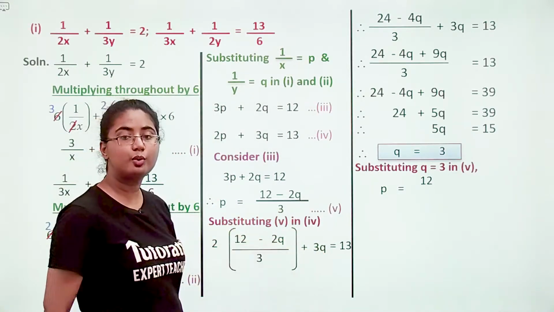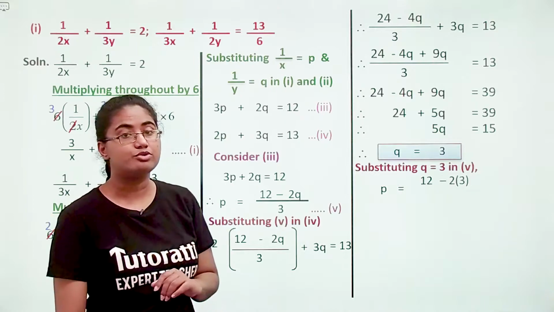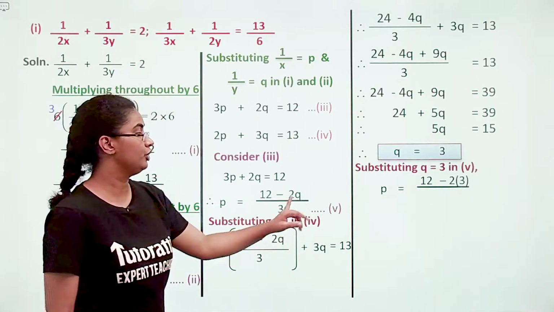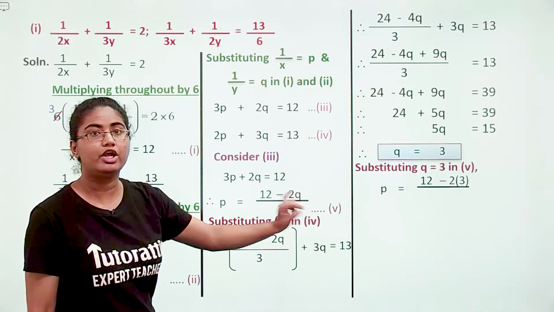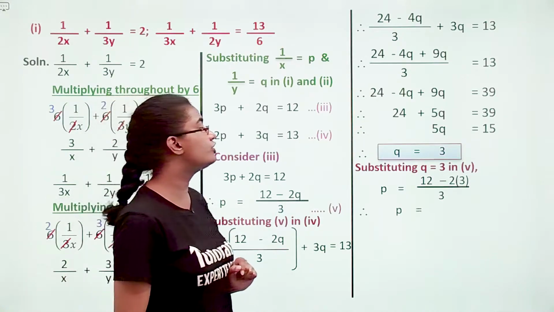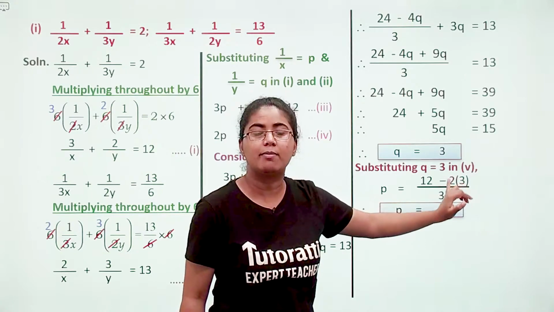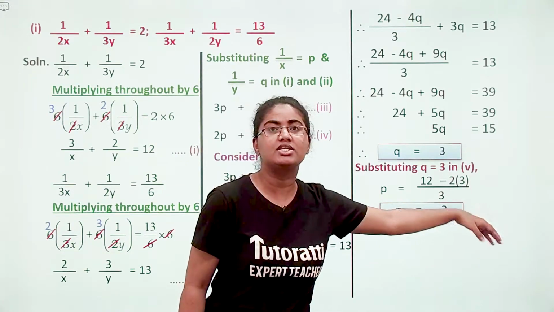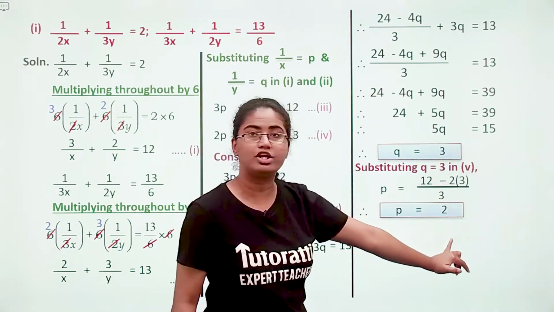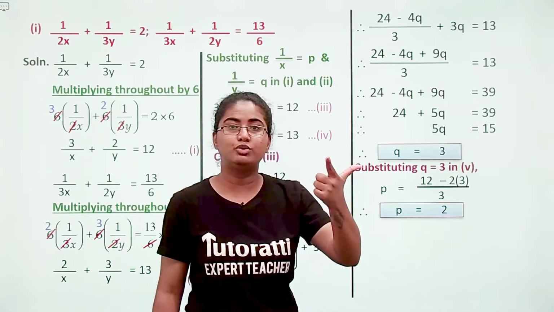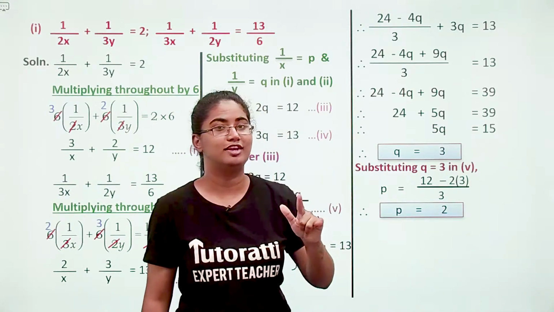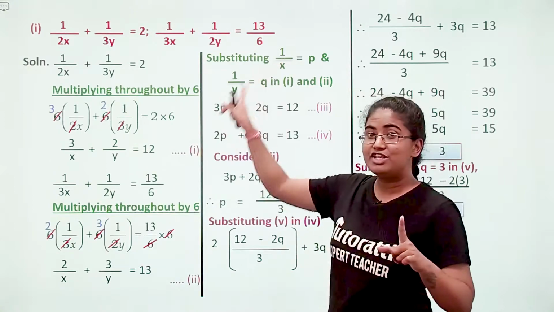So you'll have 12 minus 2 times 3 upon 3. Q की जगह पे 3 डाला. Okay, so you'll have P is equals to 12 minus 6 upon 3. 12 minus 6 is 6 and 6 upon 3 is 2. P मिला, Q मिला. खत्म? नहीं. X and Y चाहिए.